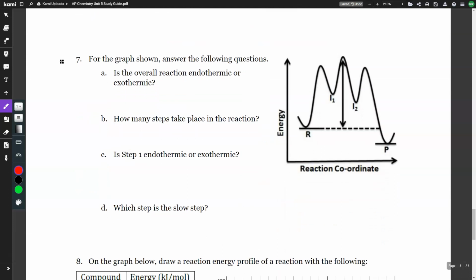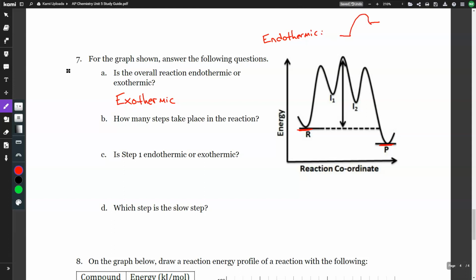Okay, number 7. For the graph shown, answer the following steps. Is the overall reaction endothermic or exothermic? So if we look at our diagram here, our reactants are starting with this amount of energy, and then our products are finishing with energy that's lower. So that is exothermic. Endothermic, I'm going to write this up here. Endothermic is where you have more energy than what you started with.